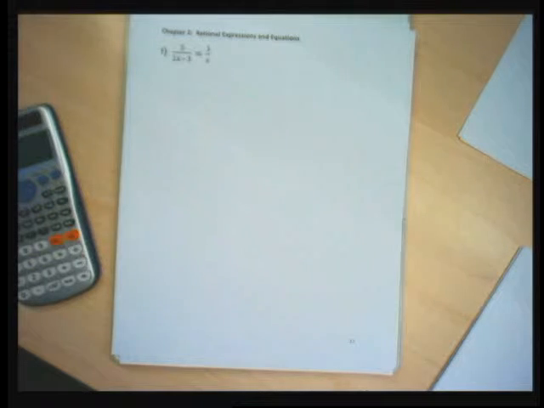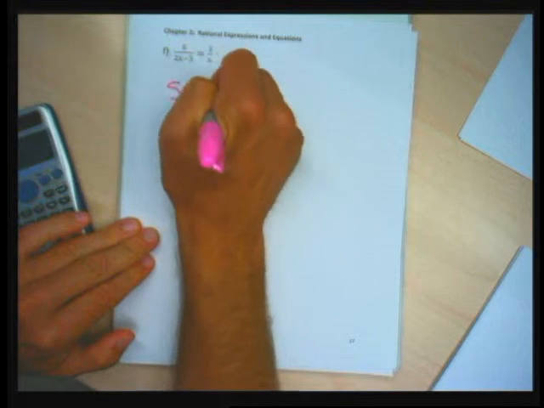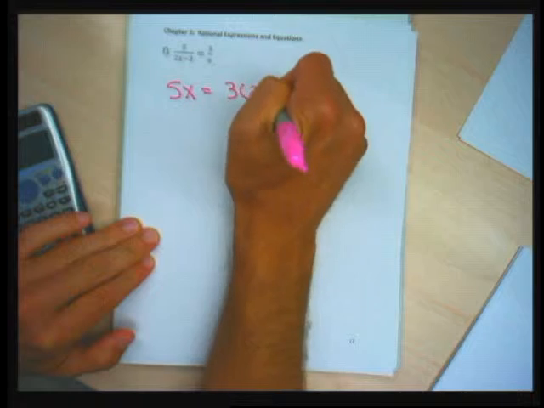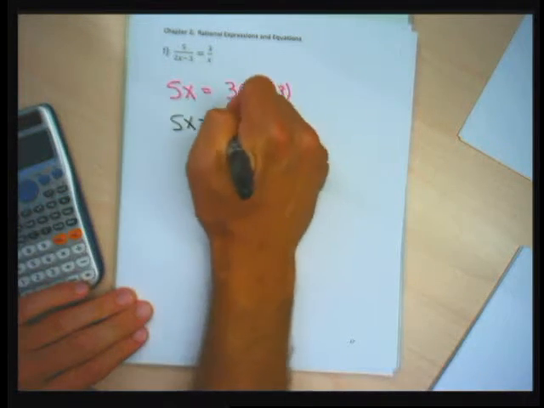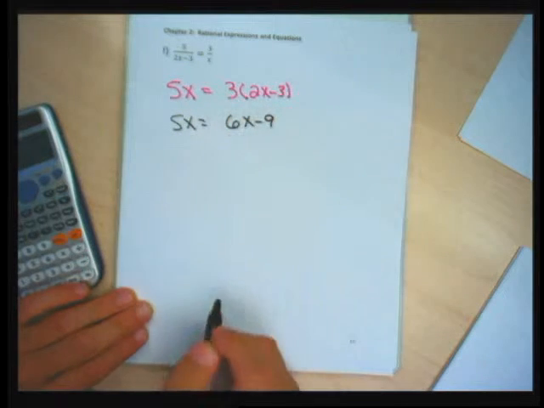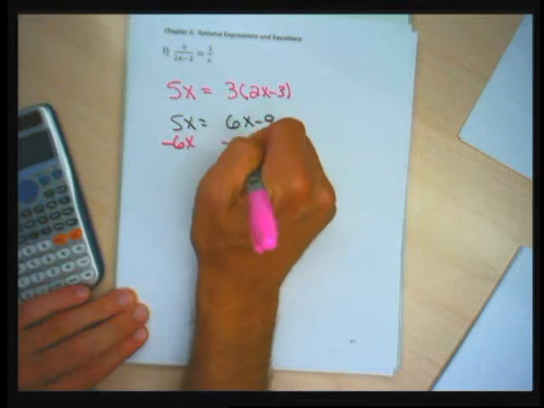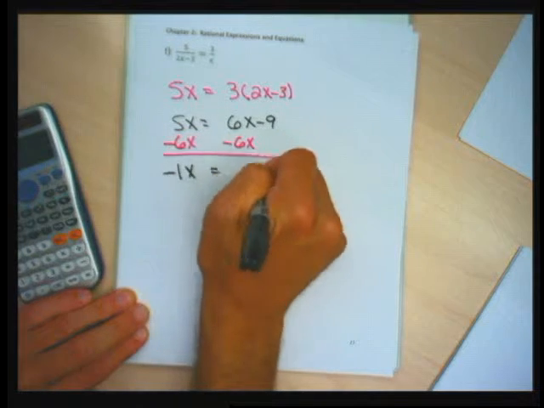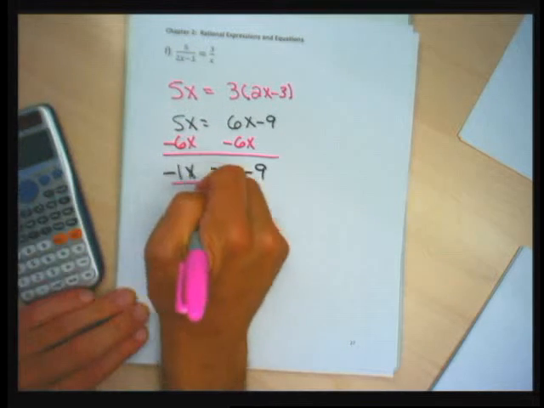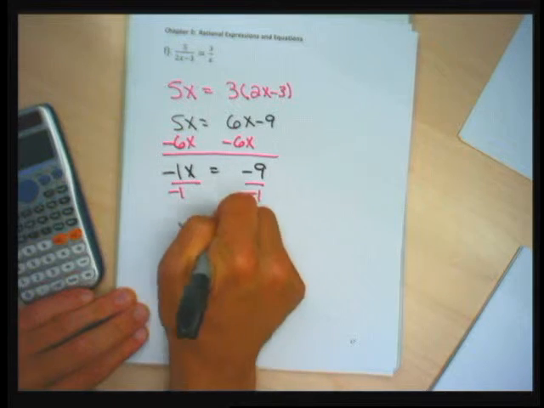So I'm going to cross multiply up and cross multiply down. I'm going to get 5 times x equals 3 times 2x minus 3. This gives me 5x equals 6x minus 9. I'm going to minus 6x from both sides, which is going to give me minus 1x equals minus 9. I'll divide both sides by a minus 1 and get x equal to positive 9.